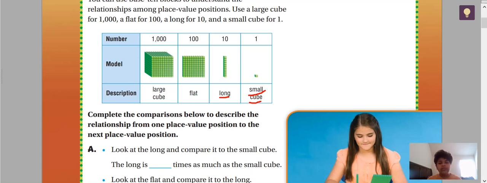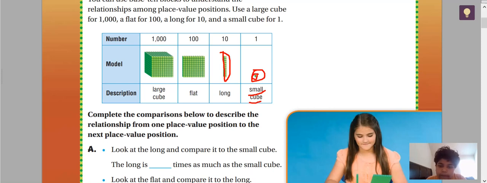Well, how much of a small cube would it take to make a long? How much of this, a small cube, would it take to make this a long? Let's make that a little better circle. But how much of a small cube would it take to make one long? Well, it would take 10 small cubes, 10 of these small little cubes to make one long.